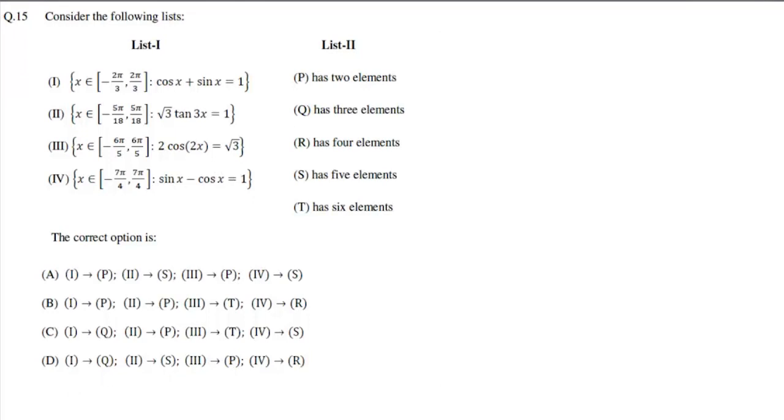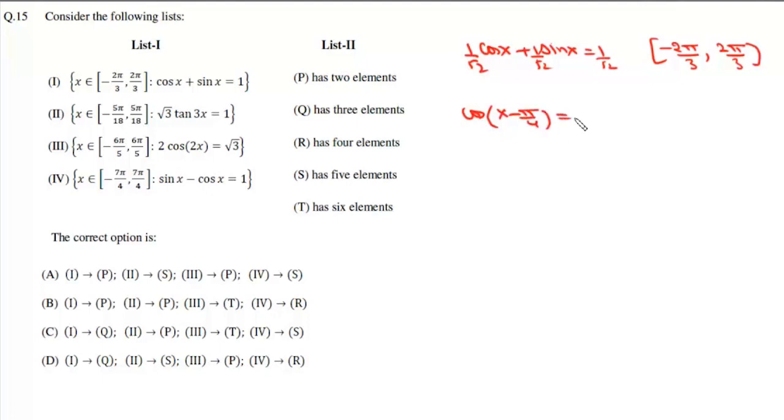Question number 15, we are given two lists and we have to match them. Now the first one is we have to find the number of solutions of cos x plus sin x equals 1 in the interval minus 2 pi by 3 to 2 pi by 3. Now we'll multiply everything with 1 by root 2. Now this is cos(x minus pi by 4) and it will be equal to cos pi by 4.